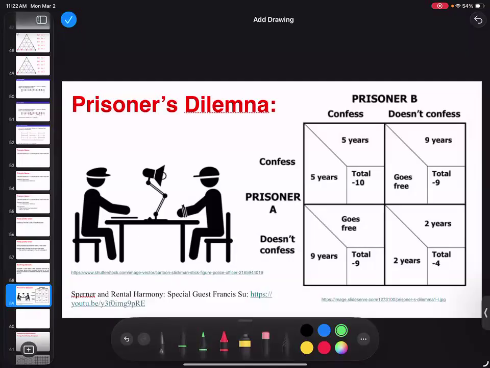Screw you. We're probably not talking about nice people there. They're being interrogated for a crime. It depends. So if you are sure that your partner is going to be true and not confess, is it in your interest to confess? Probably, yeah. Well, if you confess, then you both get 2 years. Oh, sorry. Yeah, you go free.